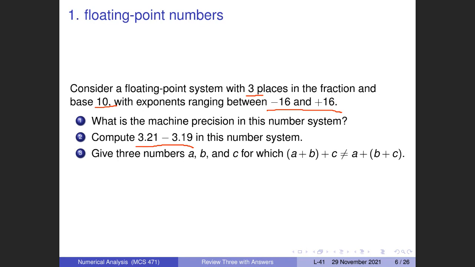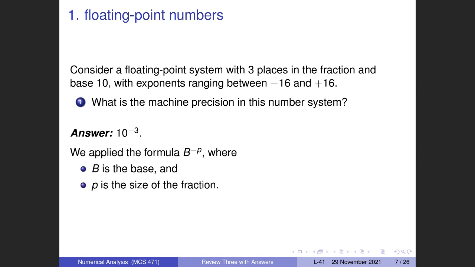What is the machine precision in this number system? 10 to the power minus 3. The minus is important. I had people writing 10 to the power plus 3. If you reason about this, that cannot be correct. So here in general, there is a formula, there is the base, base 10, and there is the 3. These are the numbers that you have to use.